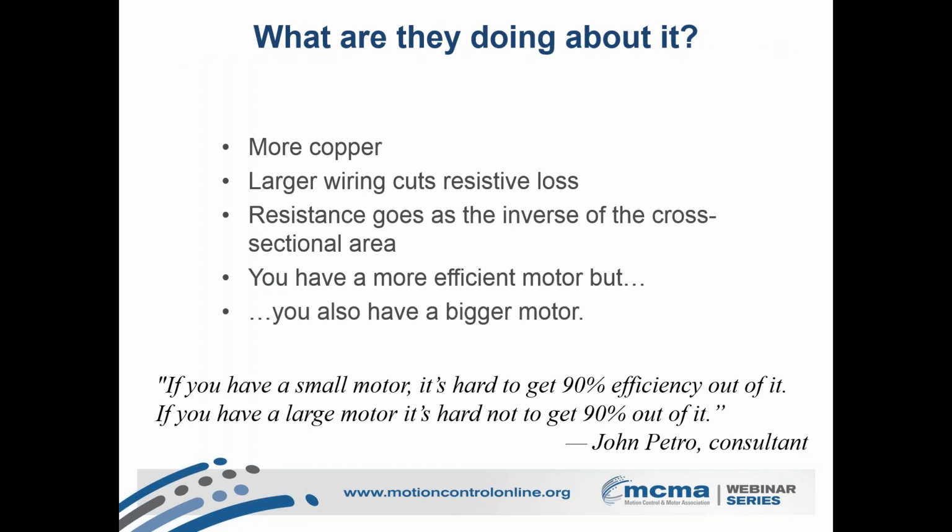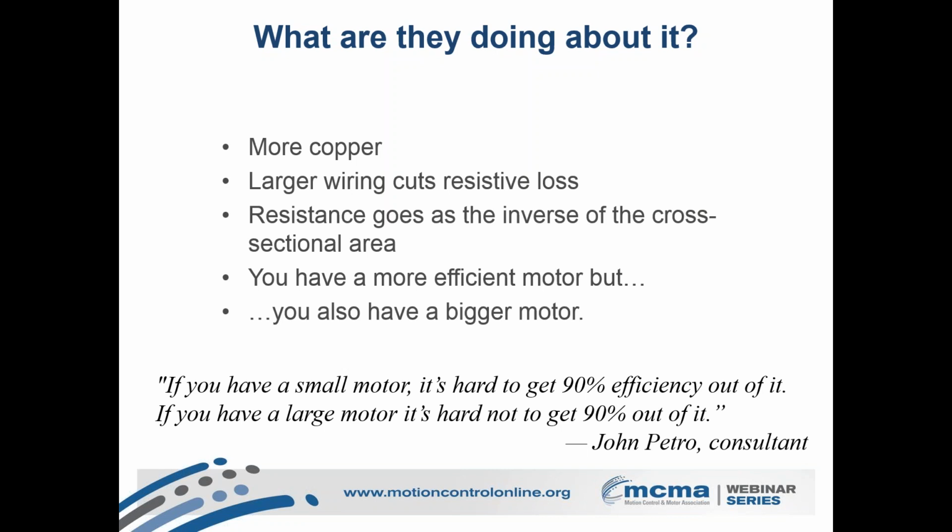So the question is, what do you do from a design perspective? More copper, for a start. Resistance goes as the inverse of the cross-sectional area of the wire, so if you use larger wiring, you're going to cut your resistive loss. That does bring up a couple of key points. The motor is going to get larger because you've got to use more copper. It also illustrates that it's going to be harder for the people having to deal with the small motor rule, because they don't have the acreage that you have in the larger motors. So it's a challenging design process.